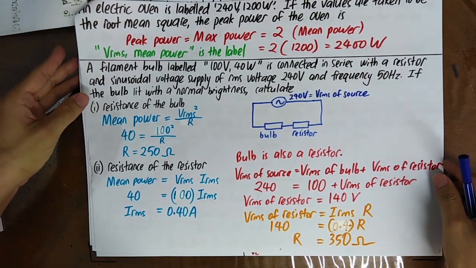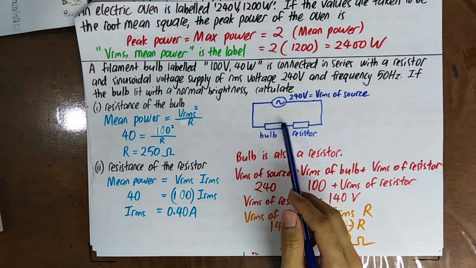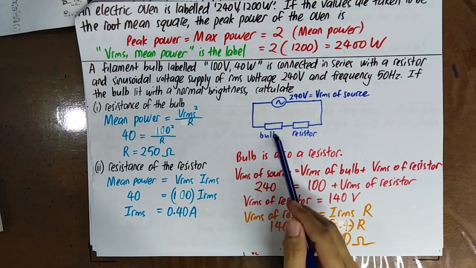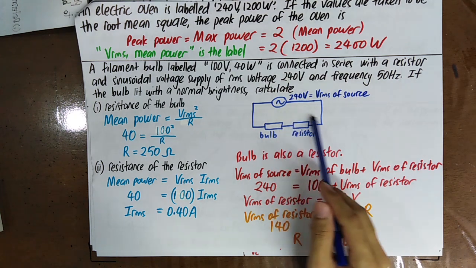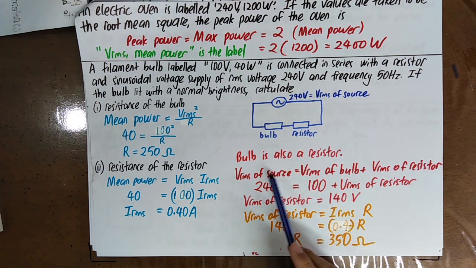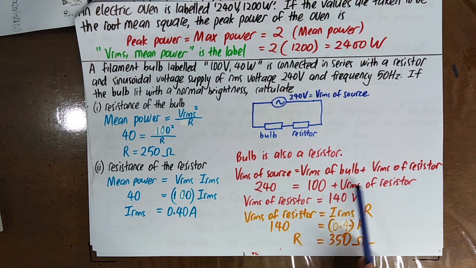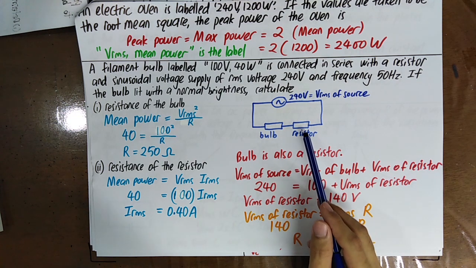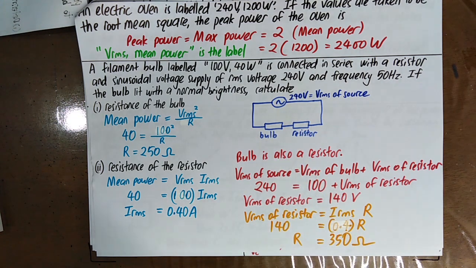Recall one question that you have done in the previous video. The bulb is a resistor, and then the bulb is connected in series with another resistor. That means that both of them are resistors. So you can straight away add them up, because the root mean square voltage of the bulb is in phase with the root mean square voltage of the resistor, because they are both resistors. Therefore, you can straight away add them up.